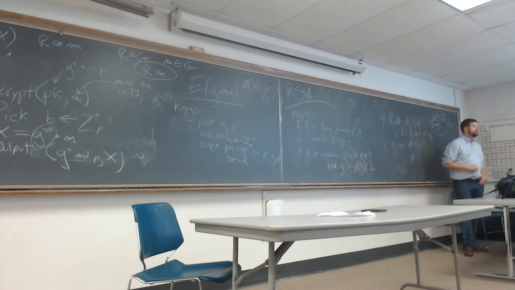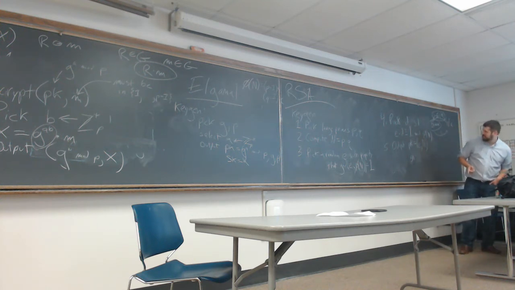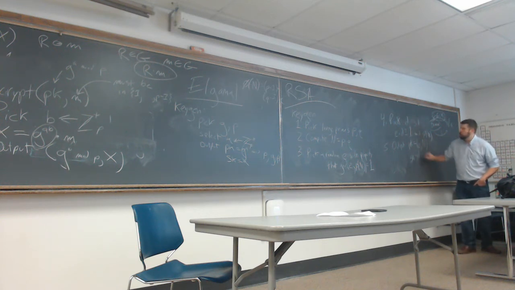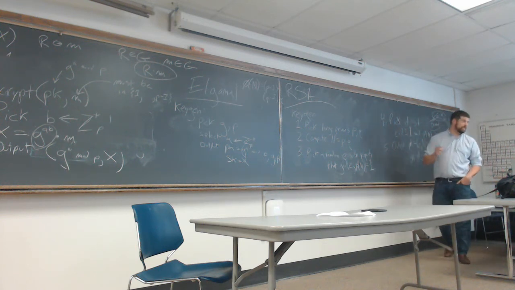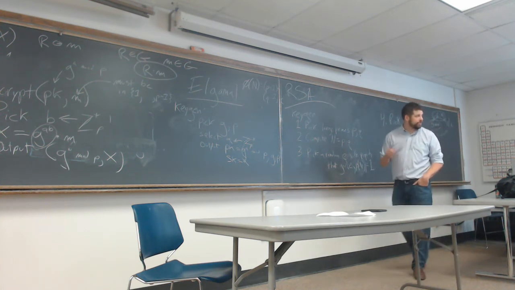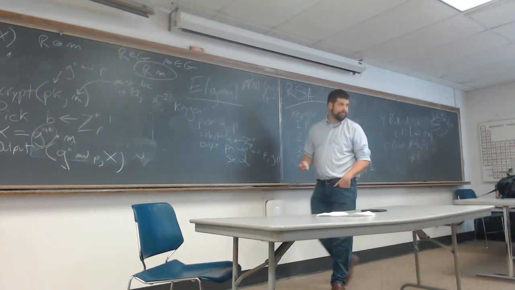Z. Wait, where do we get Z? Is my handwriting that bad? It really is that bad, isn't it? D. D is the secret key. We actually can throw away P and Q. We don't need to keep them. We can keep them. They're optimizations for decryption, but we don't need to keep them.